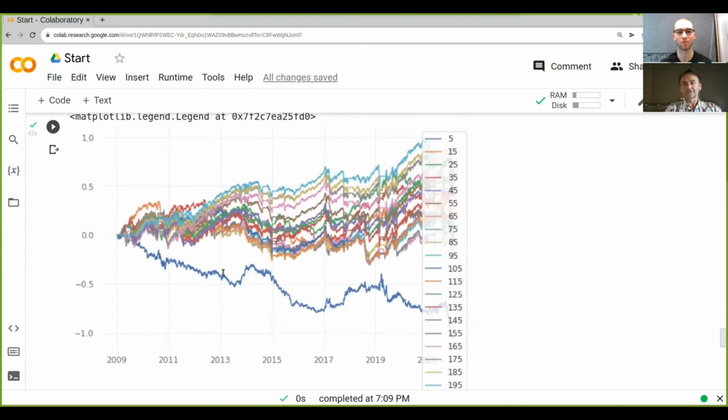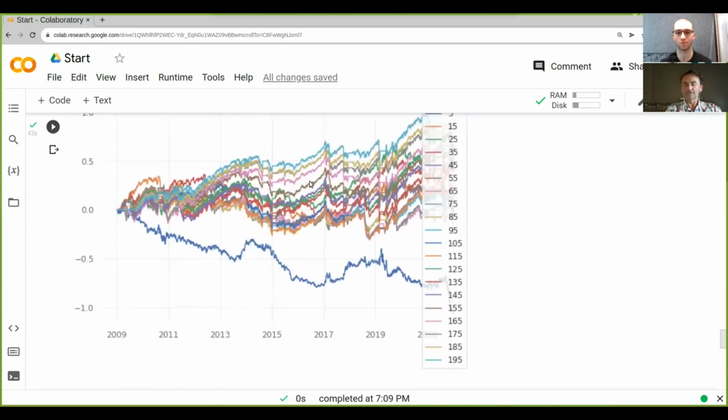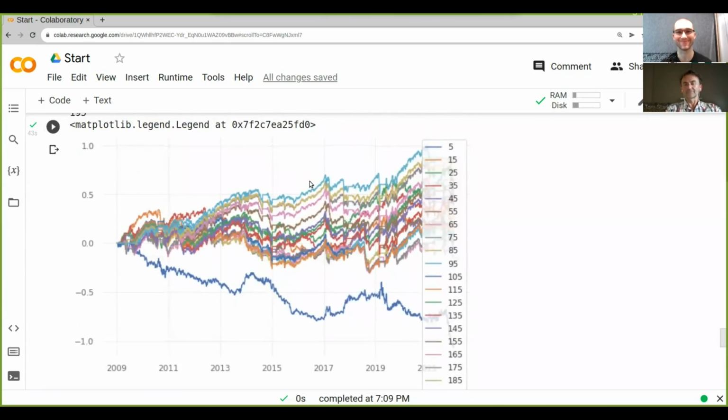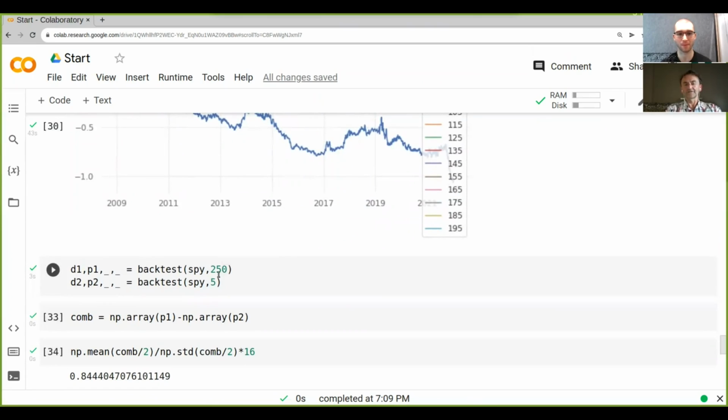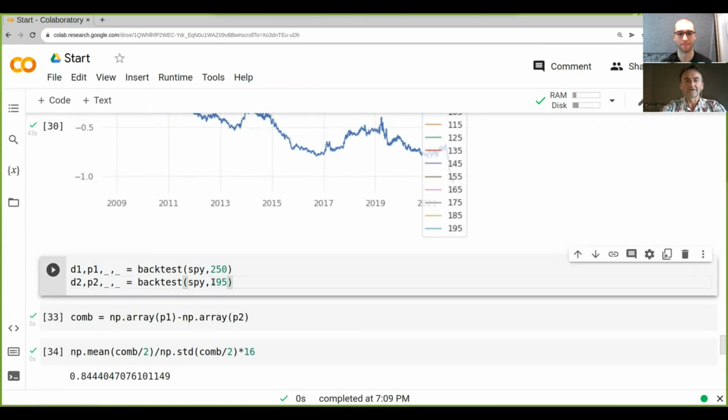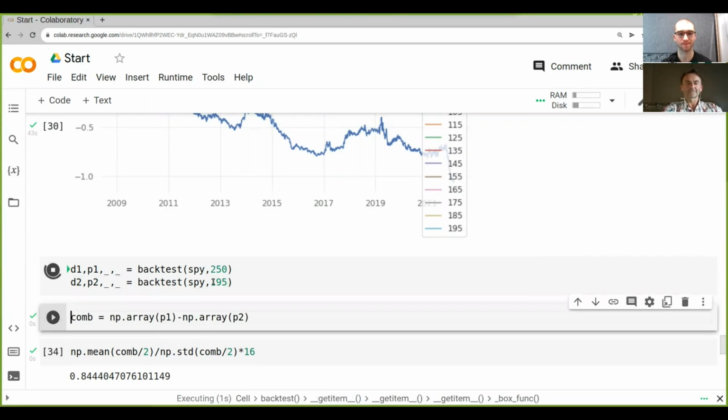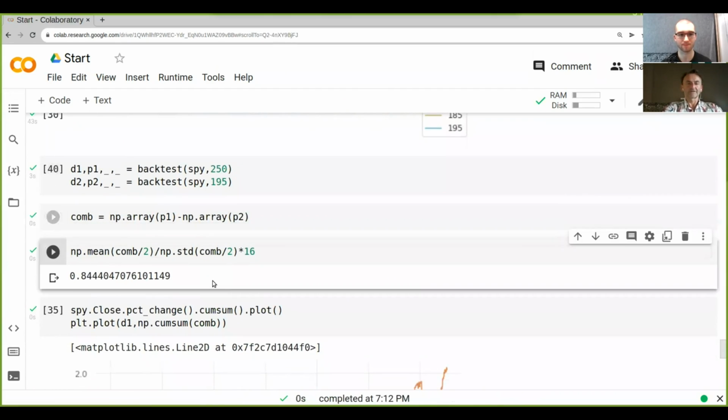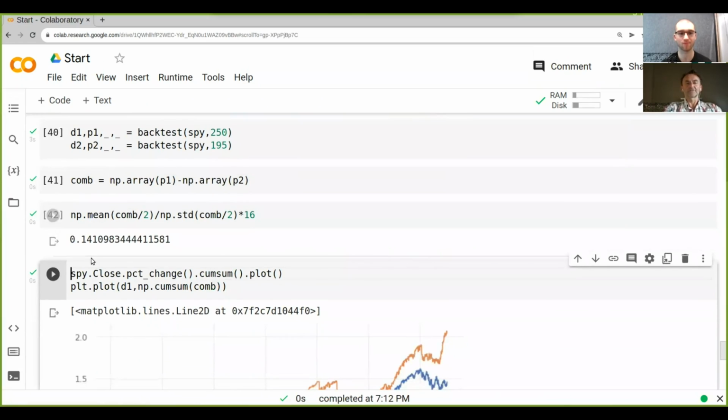If we did the same with those two strategies at the top, the one that looks like a yellow and a blue, it wouldn't give us much of an increase in Sharpe ratio, because these strategies are extremely similar. Actually, we could just try that, right? Let's say 250, and for the second one we use 195. If we run this, it runs the two backtests and takes the combination. Have a look at the Sharpe ratio now: 0.14. That's way worse than before. So really not very interesting at all.